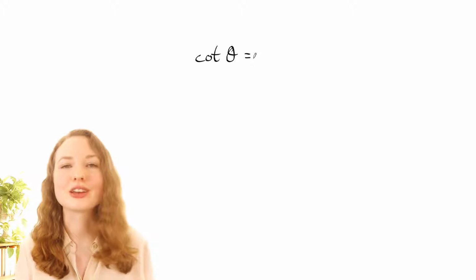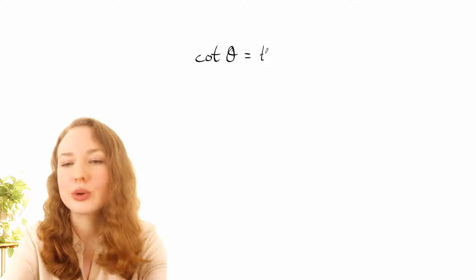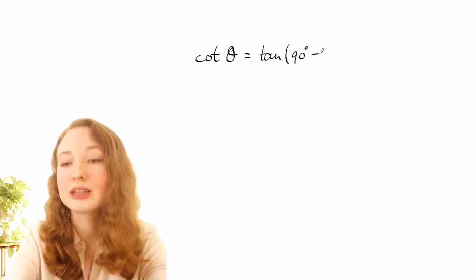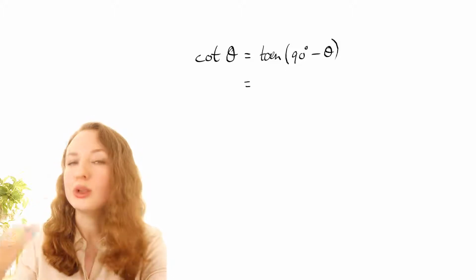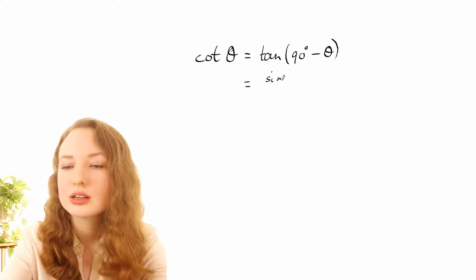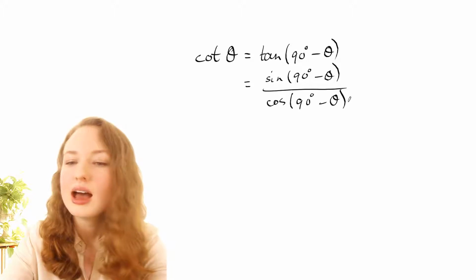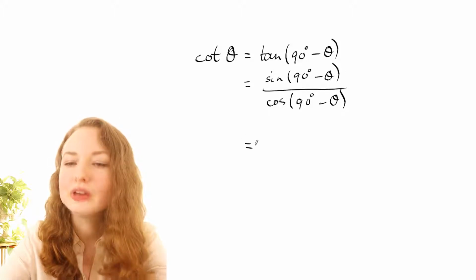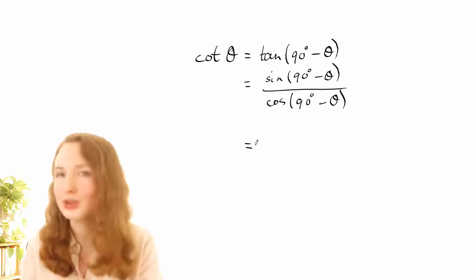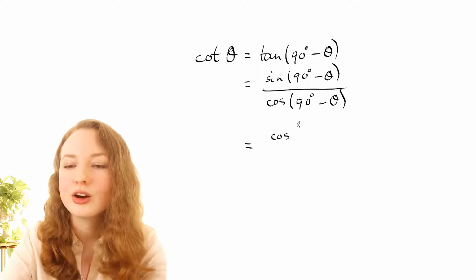So by definition, cot theta is the tan of the complementary angle. So it's tan of 90 degrees minus theta. And if we replace the tan with sine over cos, then it becomes sine of 90 minus theta over cos 90 minus theta. And what's another way of writing sine 90 minus theta? Remember that cosine is sine of the complementary angle, which is exactly what we have here. So this is cosine of theta.